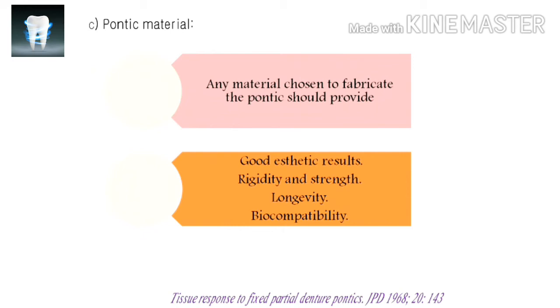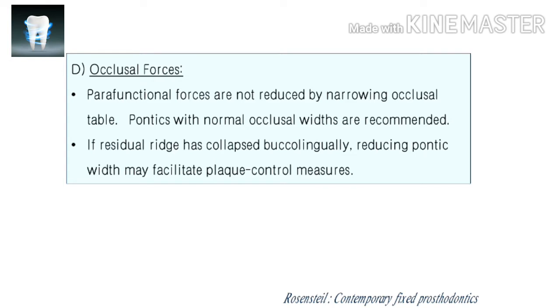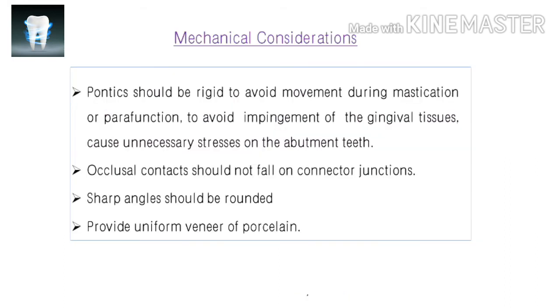Pontic material. Any material chosen to fabricate the pontic must provide good aesthetic results, biocompatibility, longevity, and resistance to occlusal forces. Parafunctional forces are not reduced by narrowing the occlusal table. Pontics with normal occlusal widths are recommended. If the residual ridge has collapsed, reducing pontic width may facilitate plaque control measures.